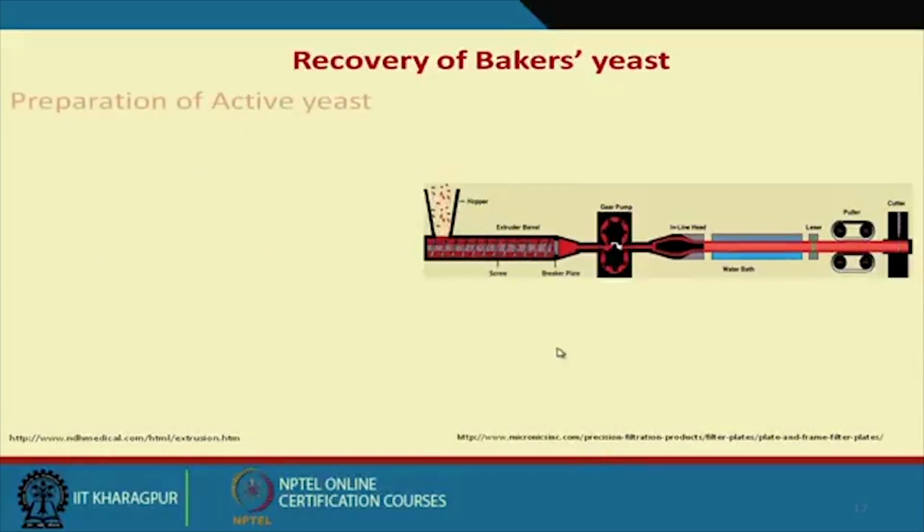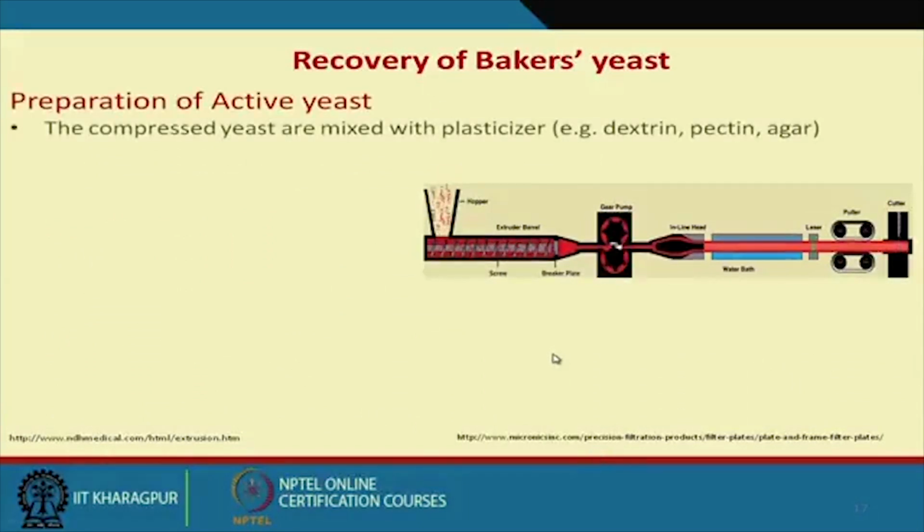Now let me show you how the active dry yeast formation takes place. It is very interesting that compressed yeast is mixed with a plasticizer. I told you this is the binder. A binder is required, otherwise the particles cannot hold together. This is the whole problem. We use dextrin, pectin and agar, which are largely used.